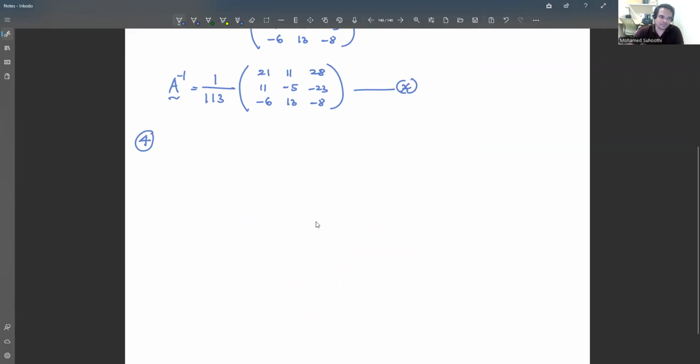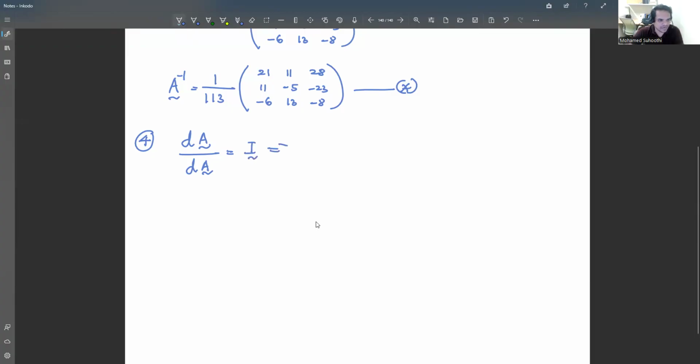The fourth one we are going to discuss is the differentiation of the determinant of a matrix. I will write first the matrix notation: the derivative of determinant of A with respect to A. This will be 1, right? That means the identity matrix, right?